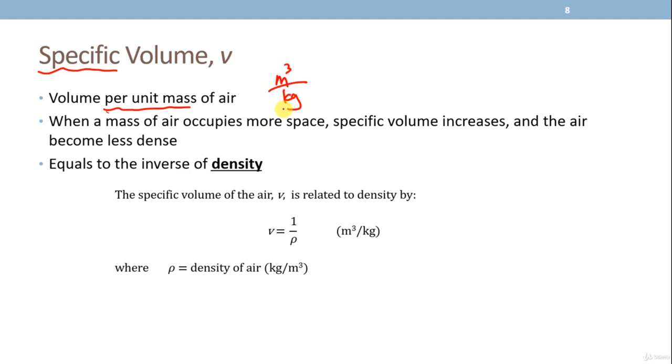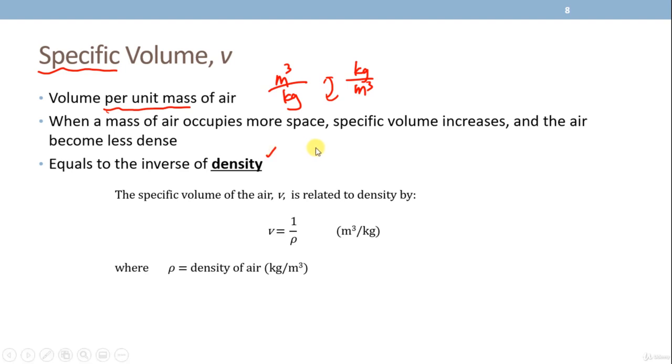Meter cube per kg may not be a common unit that we use, but if you invert this, it becomes kg per meter cube, which is a unit that we use often. Kg per meter cube is your density unit. So that is to say, specific volume is the inverse of density. The higher your specific volume, the lower the density. So the bigger your specific volume means it is less dense, which means the air is lighter.